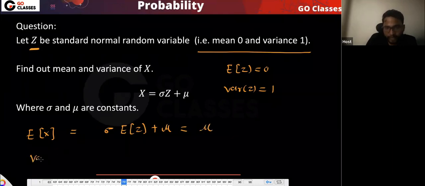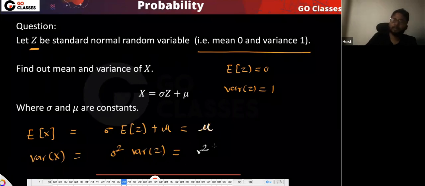Right? And variance of X will be, yes, Akash. So variance of X will be, this constant will not matter. So sigma square into variance of Z. Since variance of Z is 1, it is just sigma square. Okay. So that's how you can find out the expectation and variance.